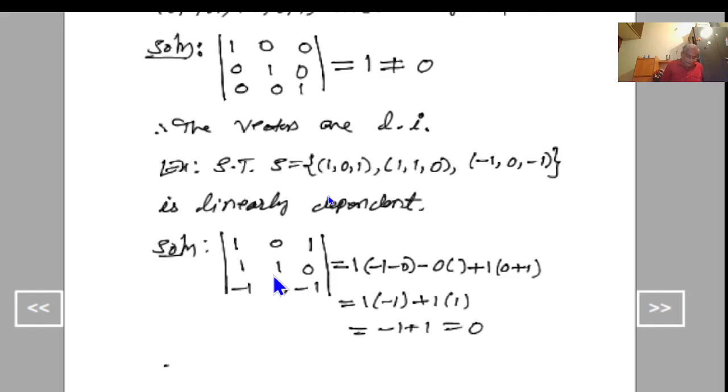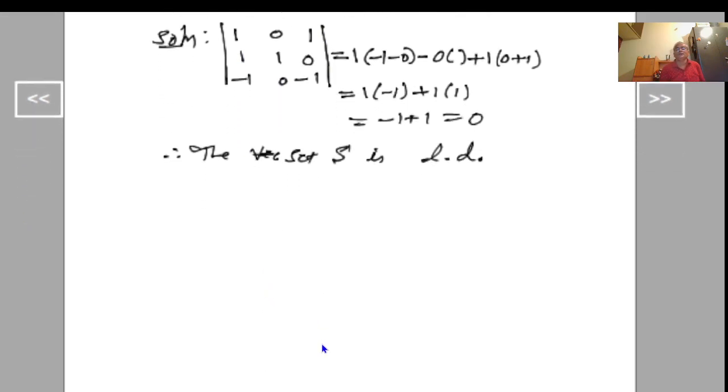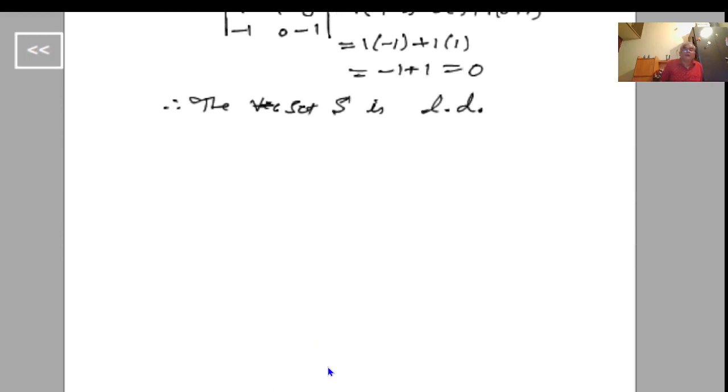Okay. So therefore the set S is linearly dependent. Okay. Next, one more example. Verify S equal to {(1, 0, 0), (1, 1, 0), (1, 1, 1)} for linearly dependent.